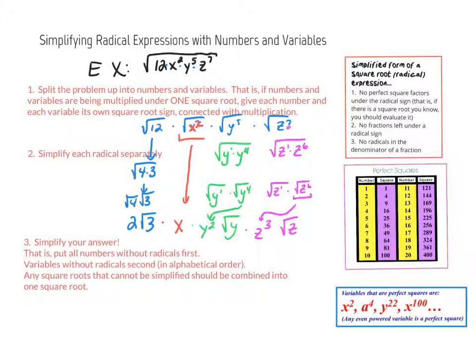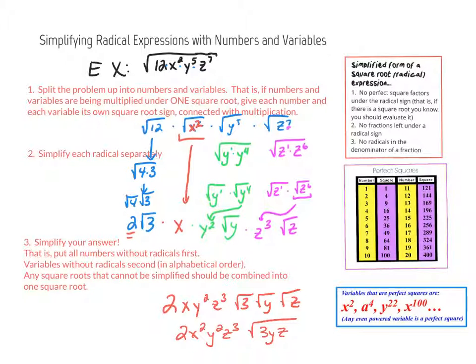So to simplify my answer and write it in the correct form at the end, we're going to put the numbers first. So that'd be a 2. Then we're going to put all the variables without radicals in alphabetical order. So the x would go next. Then we have a y squared. Then we have a z to the 3rd. Then we put all the radicals that didn't simplify at the end. But all the radicals that don't simplify can be combined back into one radical. So this would be our final answer on this problem.